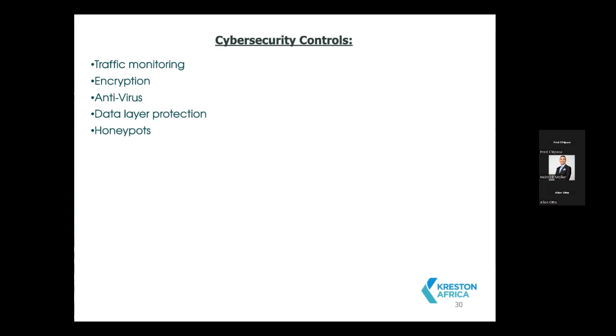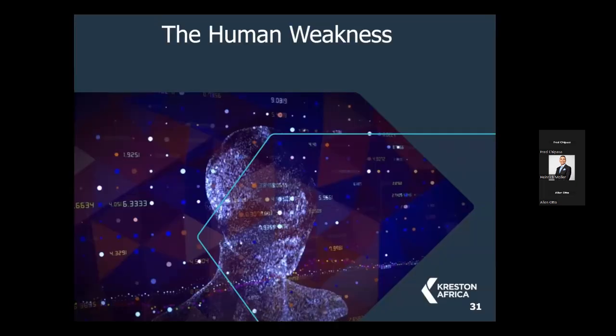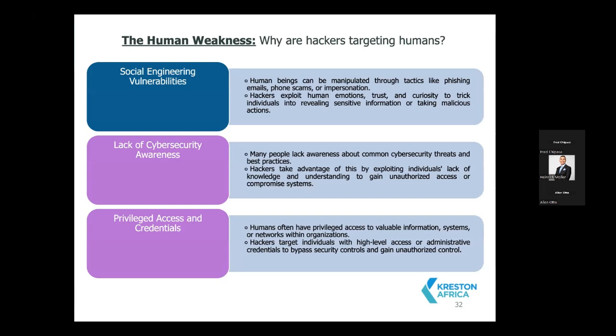Oh, there's some more. Traffic monitoring, encryption, antivirus, data layer protection, the use of honeypots to try and trap hackers that do come into the environment. Yeah, there are so many controls that we can look at. And one of these key controls is obviously the human weakness. Organizations can spend literally millions of rands on their cybersecurity, and it only takes one person to give away their username or password, and all of that money spent is then effectively rendered useless.